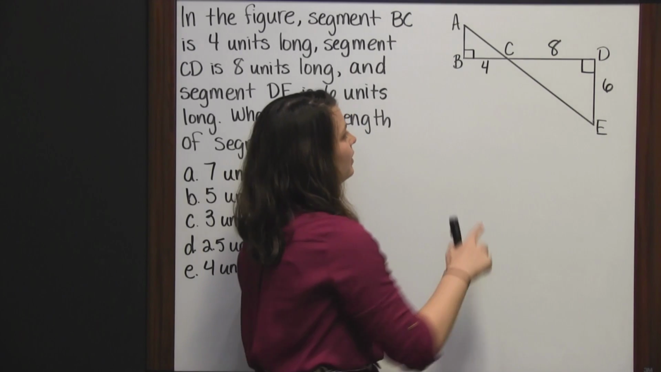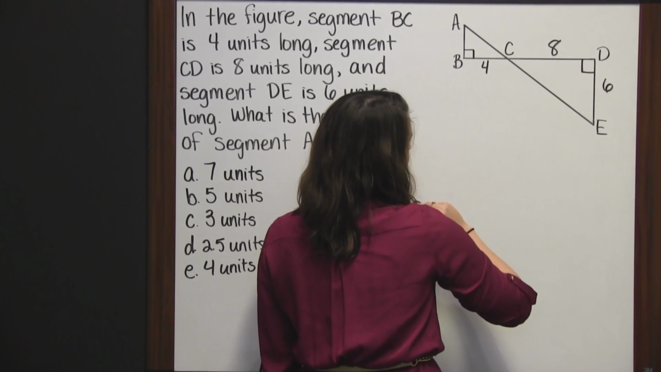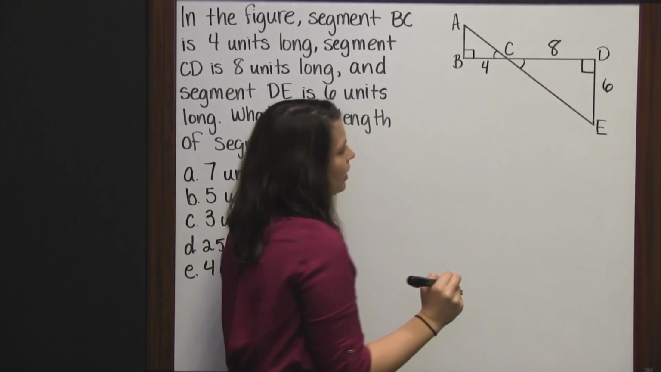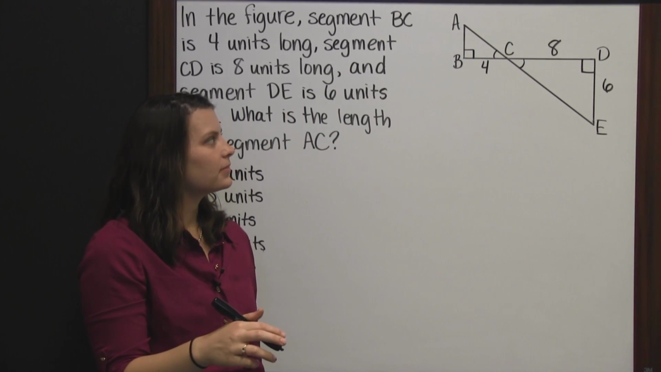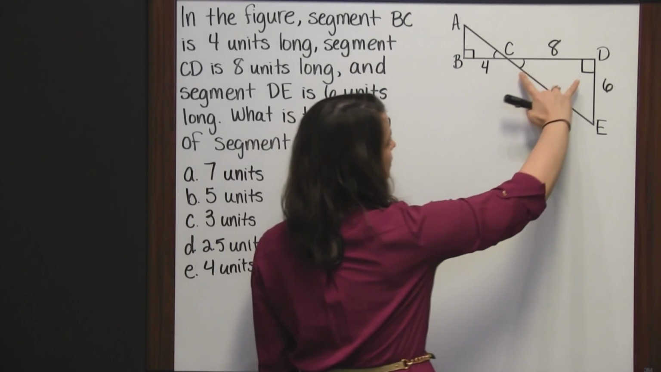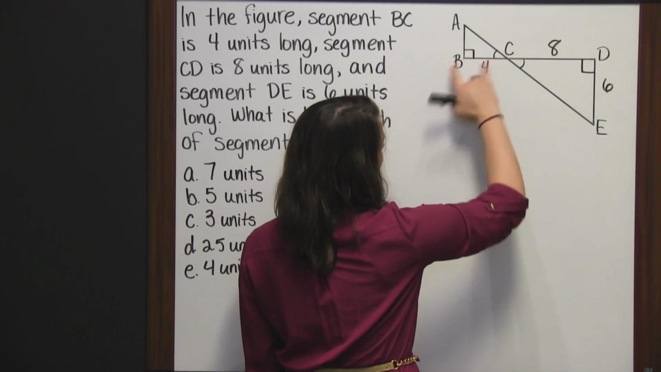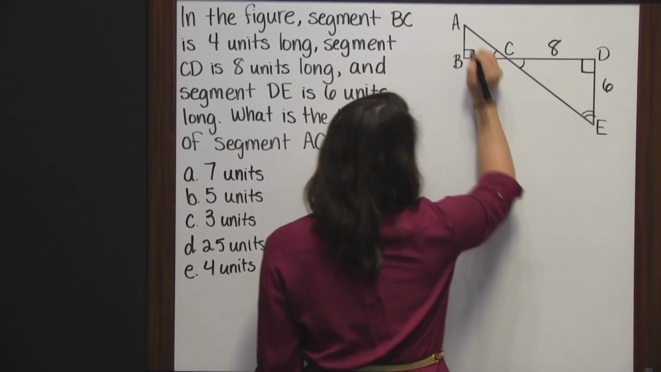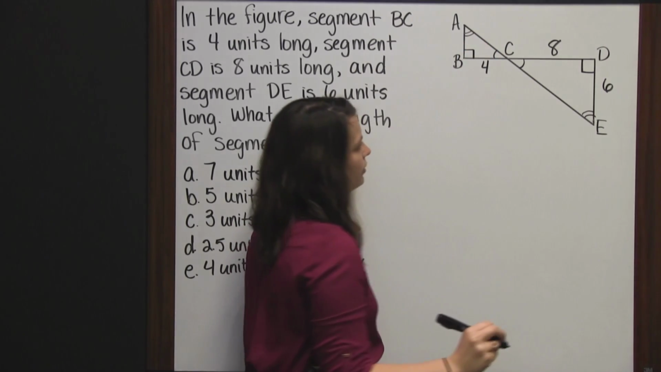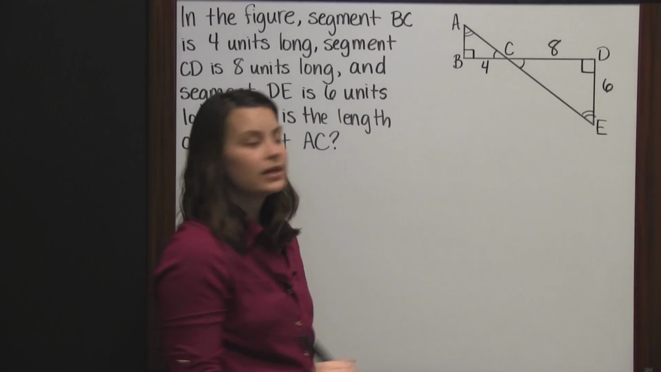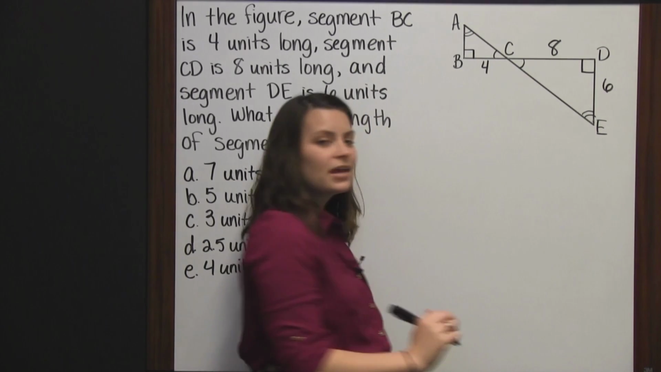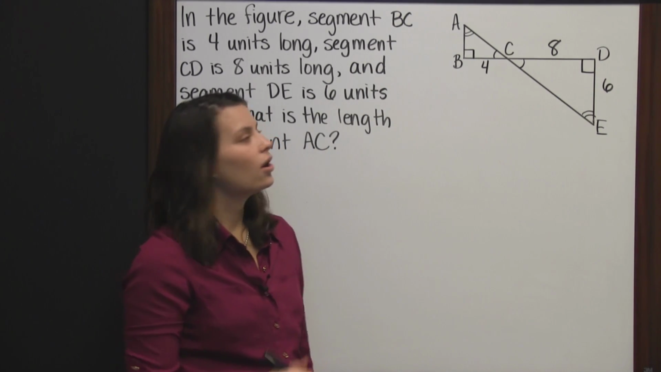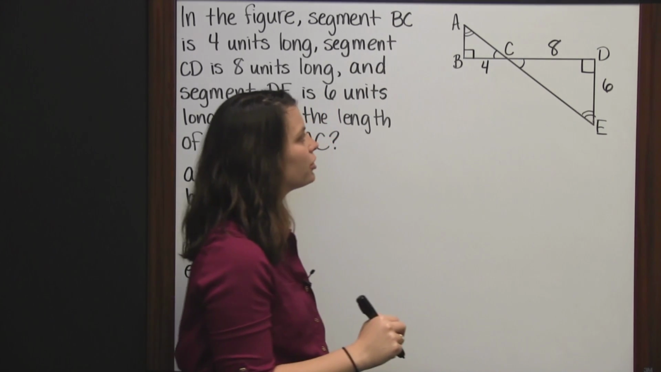However, these right angles are congruent. These vertical angles are congruent. And since 2 angles of this triangle are congruent to 2 angles of the other triangle, that means that the third angles, angle E and angle A, are congruent to each other. Therefore, these 2 triangles are similar to each other because all 3 of their corresponding angles are congruent to each other.